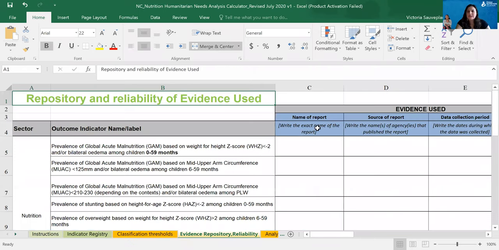Then similarly to those who have taken part in IPC, we're looking at tracking as much as possible the repository. So hopefully at country level, each of you has a beautiful repository of all data. And here we want to keep track of which data was used and the reliability of the evidence, so that we can keep track of what was used in terms of information.